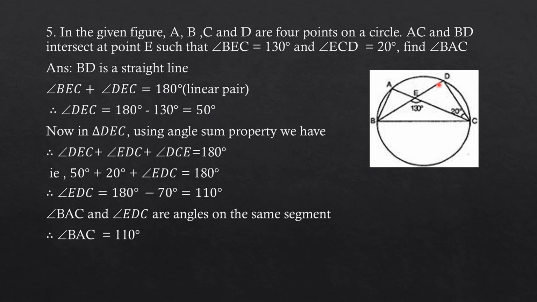Take the triangle DEC where angle E is equal to 50 degree, angle C equal to 20 degree. Using angle sum property, we can find angle EDC, which is 50 degree plus 20 degree plus angle EDC equal to 180 degree. Therefore, angle EDC equal to 110 degree. Angle EDC means angle BDC. We can take angle BAC is equal to angle BDC as angles on the same segment. Therefore, angle BAC equal to 110 degree.